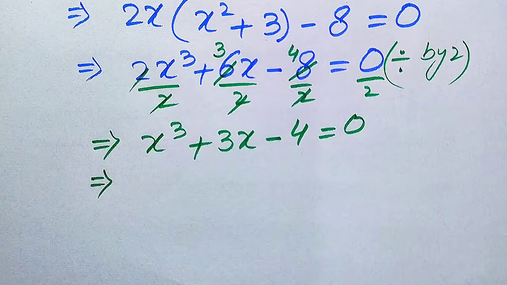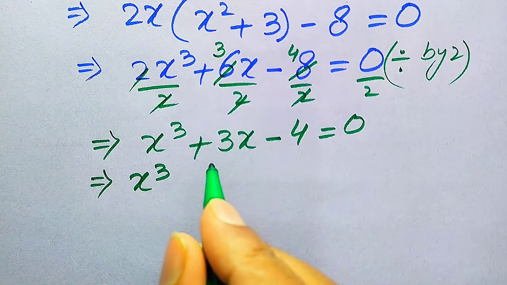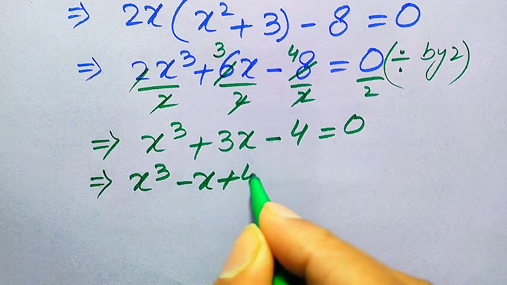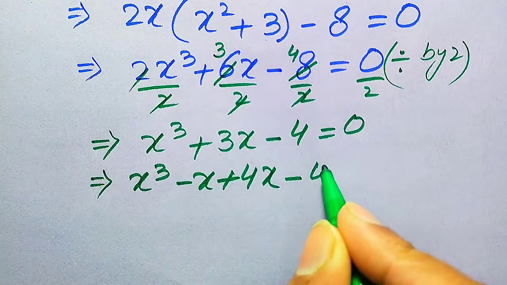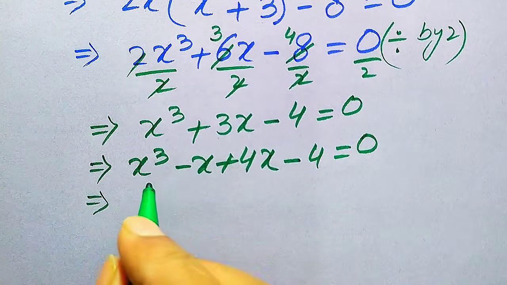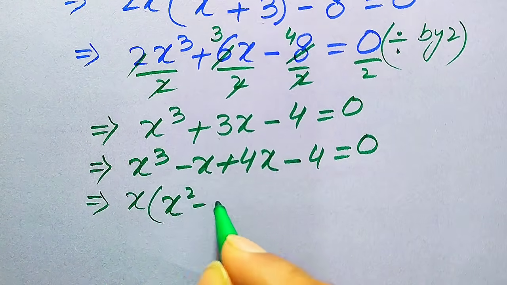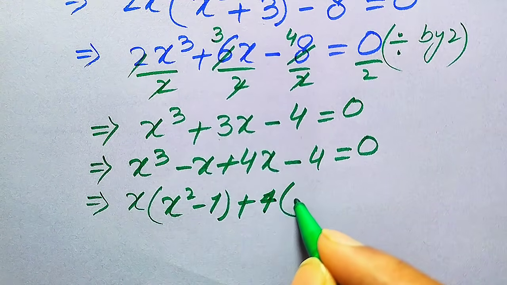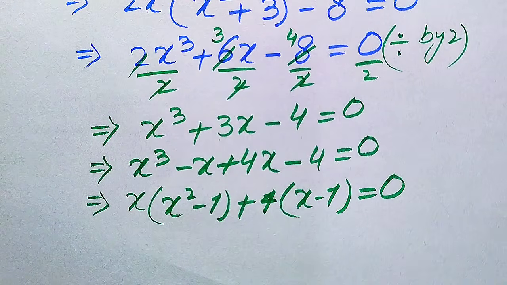So we solve this cubic equation by the factorization technique, and it will be written as x cubed, and we write this 3x as minus x plus 4x. Minus 1 plus 4 becomes plus 3, and this is minus 4 equals 0. In the next step, on the first two terms we take x common and we get x square minus 1, and here we need to take 4 common and we get x minus 1, and this whole equation is equals to 0.